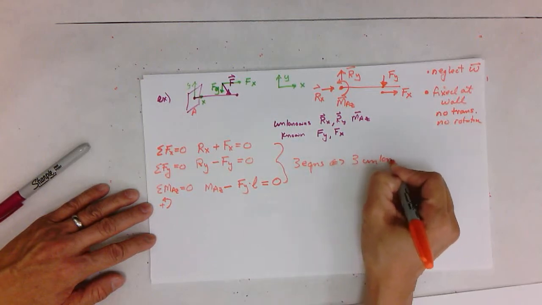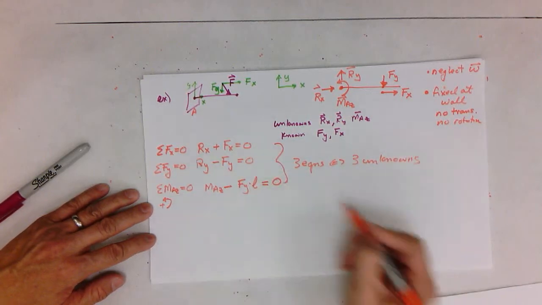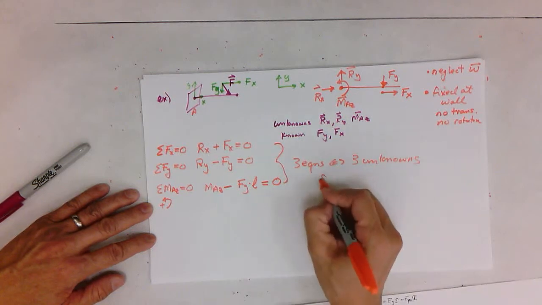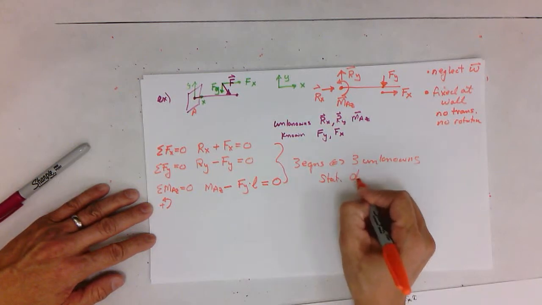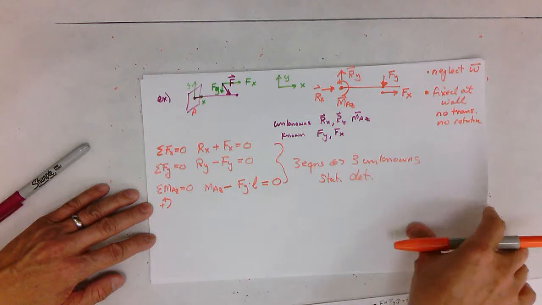You can solve for those unknowns. In this case, it's pretty trivial. You can just do this by inspection. So this system is statically determinate. All right, so let's change this problem a little bit.